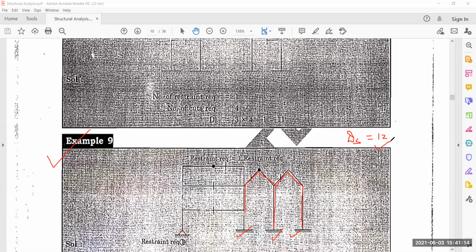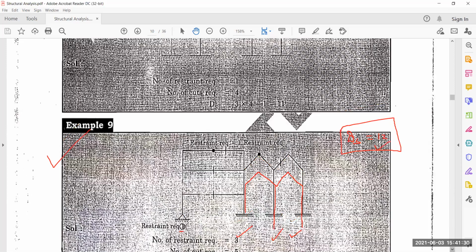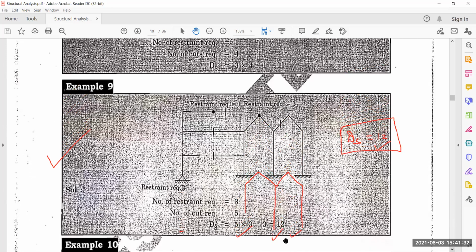Okay, no problem. So everyone agrees with this answer? DS is equal to 12, or did you get any other answer? Check. Okay, see here, DS is equal to 12. You all see here, DS is equal to 12. So I think you all are masters in frames.